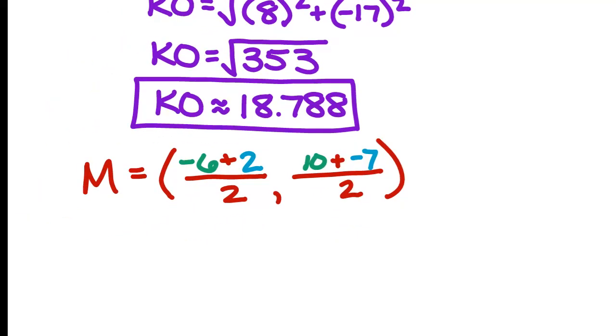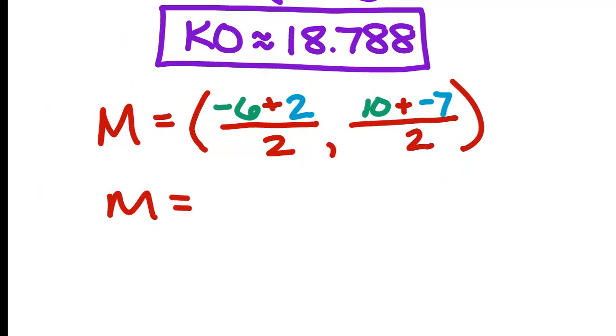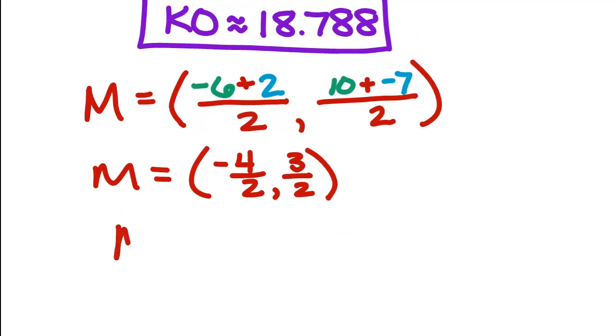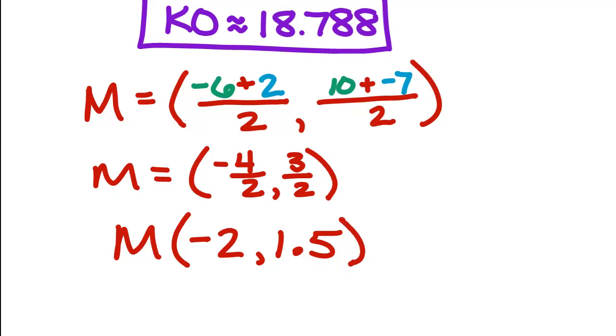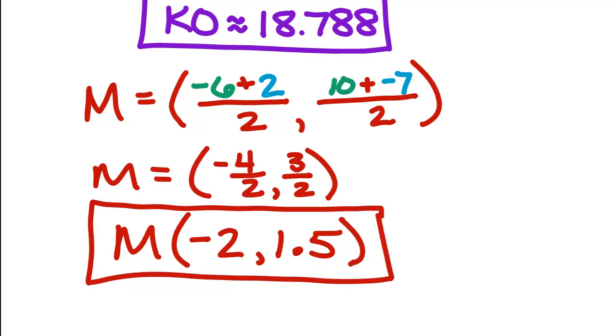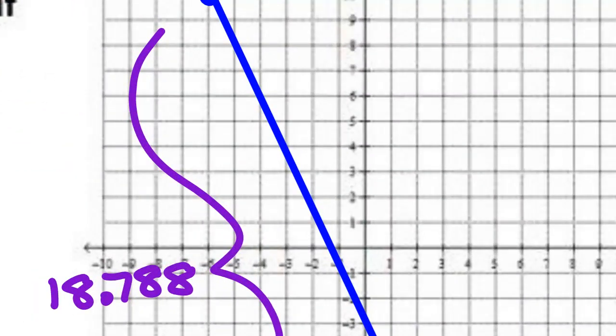All right, let's start off with the x's. What is -6 plus 2? -4, so I have -4 over 2 for the x part. And then I have 10 plus -7. What is 10 plus -7? 3 over 2. What is -4 divided by 2? -2. And 3 divided by 2? 1.5. Okay, so here's our midpoint. We're going to add that to our graph. -2, 1.5. Right about here is my midpoint M.